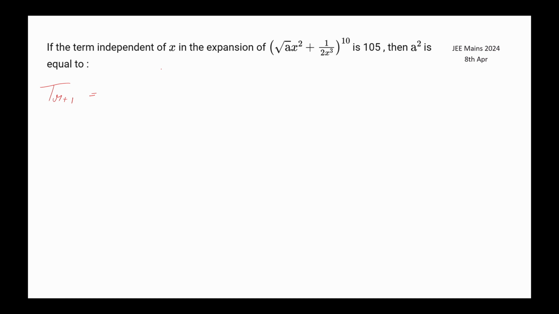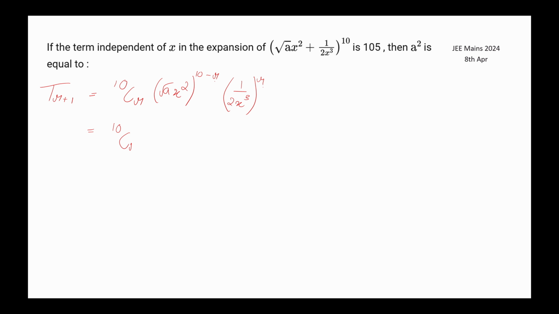Let's first write down our general term. Our general term is going to be T(r+1) = 10Cr, x to the power n minus r. What is our x here? Root a x square to the power 10 minus r and y to the power r. So this becomes 1 by 2x cube to the power r. Now we have to find out the term which is independent of x. So first let us segregate all the constant and variable terms together.